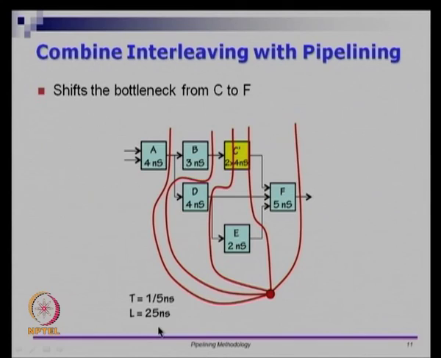So every 5 time units I am getting one thing out. In the combinational circuit, every 20 time units I was getting one out. In the 3-stage pipeline that we had earlier, every 8 time units I would get one input processed, but now every 5 time units I can get one input processed. So this is a nice thing to have.